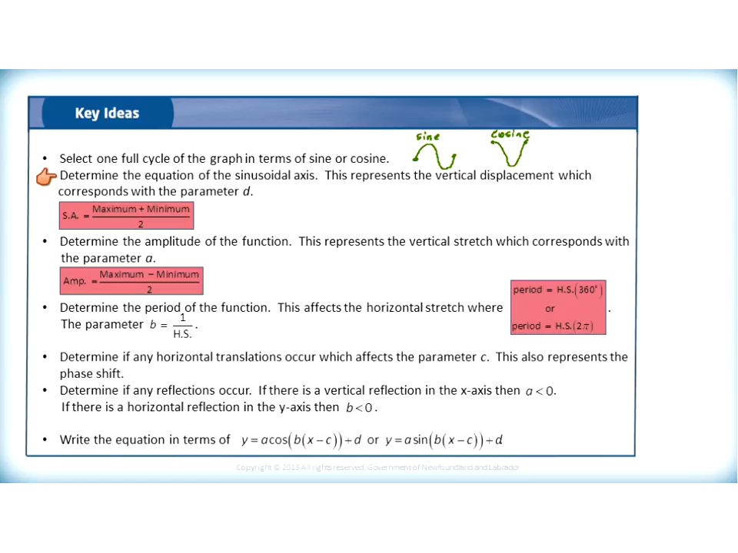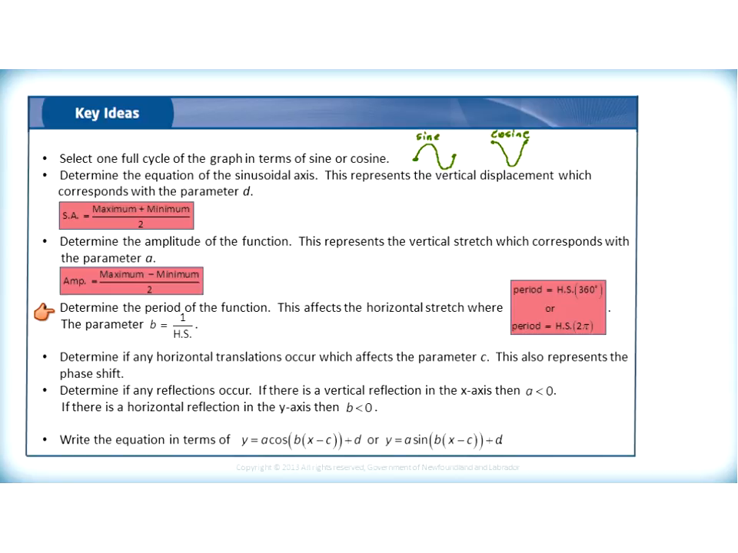Then you could determine the equation of the sinusoidal axis. This represents the vertical displacement, which corresponds with the parameter d. It can also be referred to as a vertical translation. The formula used to calculate the equation of the sinusoidal axis is the maximum plus the minimum values of the function divided by 2. Next, we determine the amplitude of the function, which represents the vertical stretch. That corresponds to the parameter A, using the formula where amplitude is equal to the maximum value minus the minimum value divided by 2.